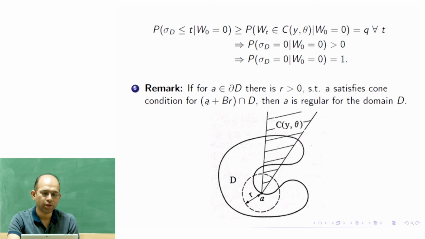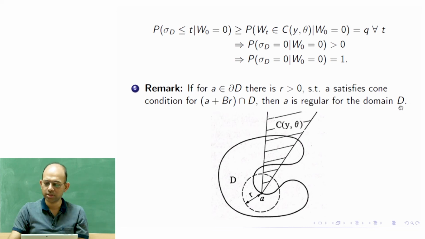So if A belongs to the boundary and there is a positive r such that A satisfies the cone condition for a domain which is not the full domain but a part of the domain, like D intersect B(A, r), then A is regular for the domain D also. So this is the remark.